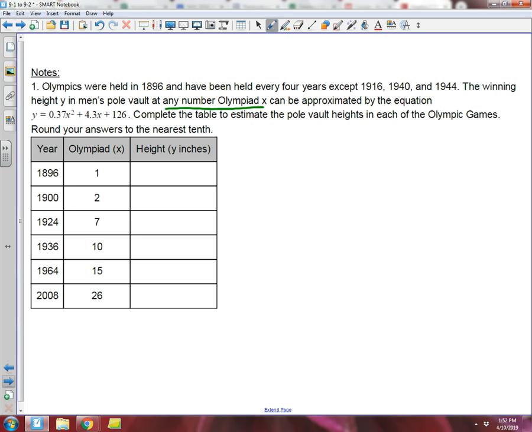And you all know they happen every 4 years, yes? Summer Olympics every 4 years and Winter Olympics every 4 years. This question, though, is talking about only Summer Olympics. What event are we doing in this problem? What event? The pole vault.